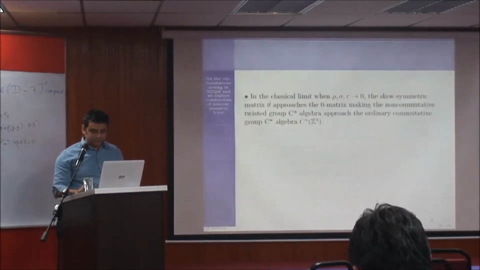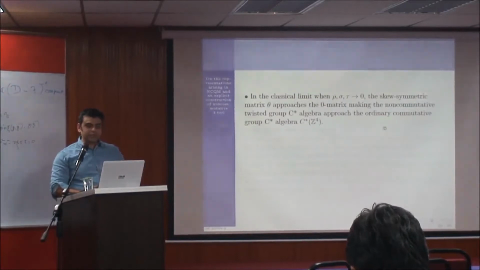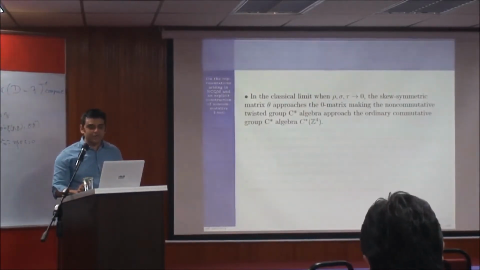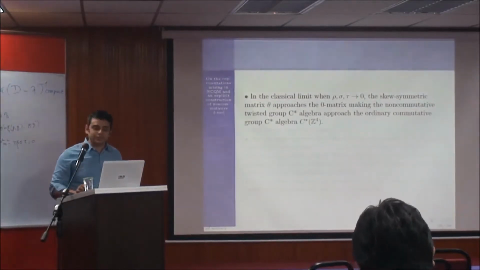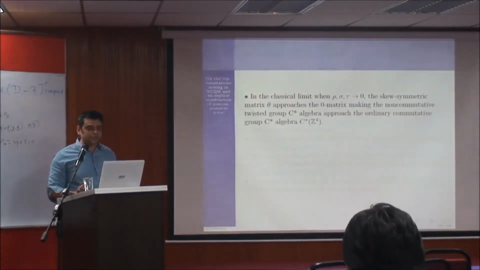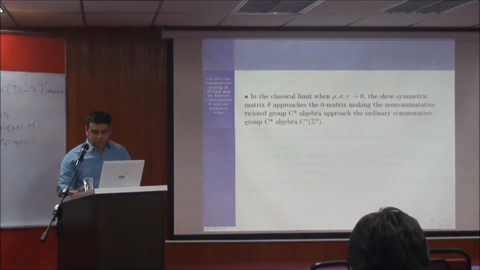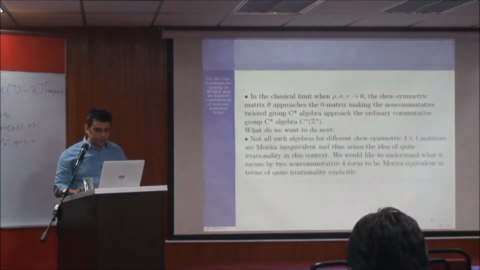Okay. So in the classical limit, when all theta goes to 0, the skew-symmetric matrix theta approaches the 0 matrix, making the non-commutative twisted group C-star algebra approach the ordinary commutative group C-star algebra, C-star Z. Okay. This is what we wanted actually.